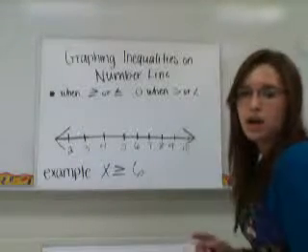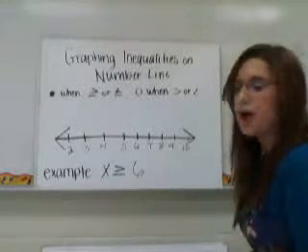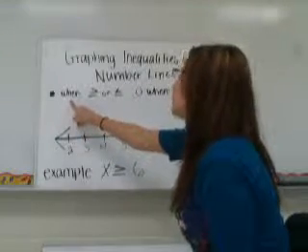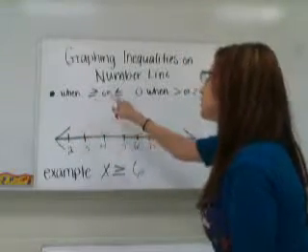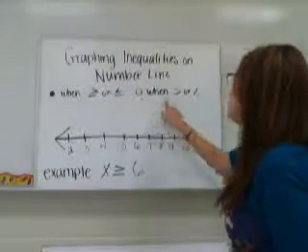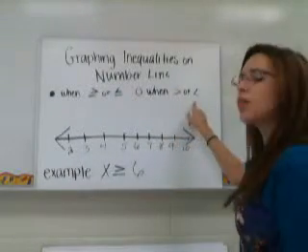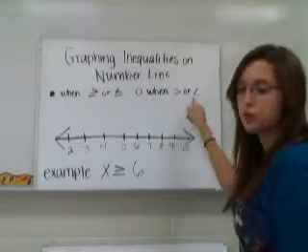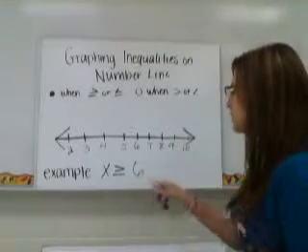Alright, in class we've talked about graphing inequalities on number lines. We use a solid dot when we have greater than or equal to or less than or equal to signs. We use an open dot when we have just greater than or less than. It's not equal to. We're going to look at the example.